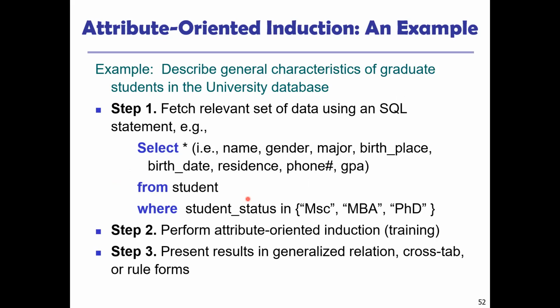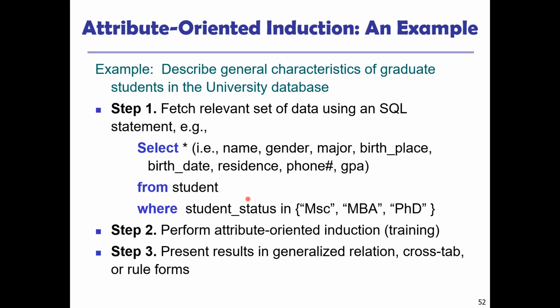Attribute-oriented induction, for example: we want to describe the general characteristics of graduate students in the university database. General characteristics can be age range, GPAs, gender, height, any kind of characteristic. And graduate students are students who are at the master's or PhD level.